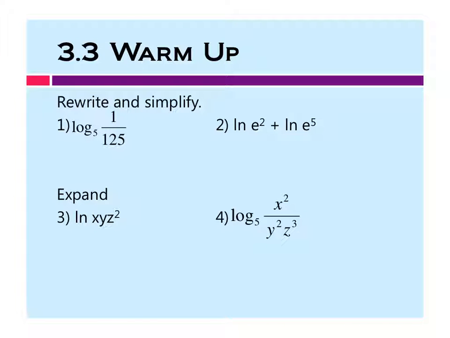All right, this one covers 3-3. So this was all the properties of logs, expanding and condensing using the product, the quotient, and the power property. So this just says rewrite and simplify for numbers 1 and number 2.